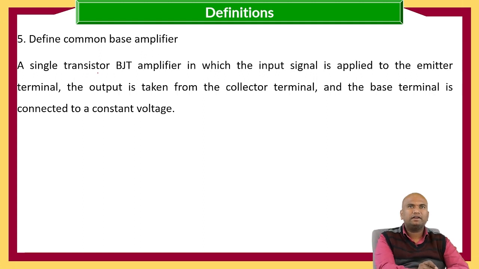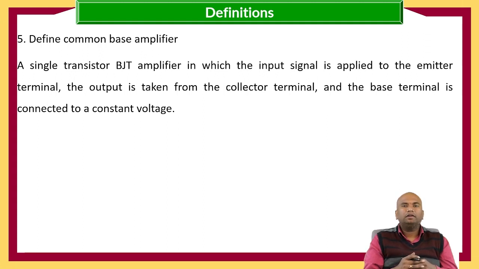A single transistor BJT amplifier in which the input signal is applied to the emitter terminal and the output is taken from the collector terminal, and the base terminal is connected to a constant voltage, that is, at a common point. And in amplifiers, we need to keep the base junction forward biased and the collector junction reverse biased.